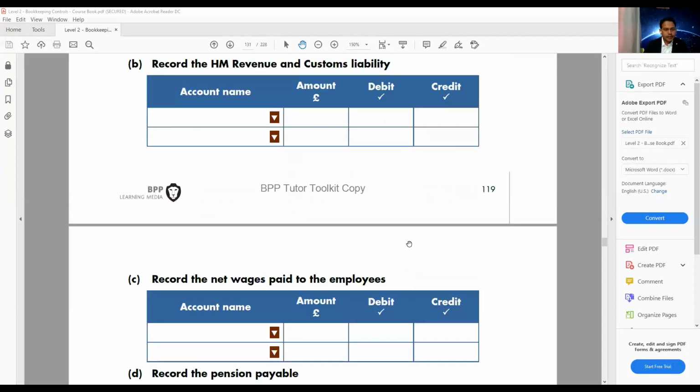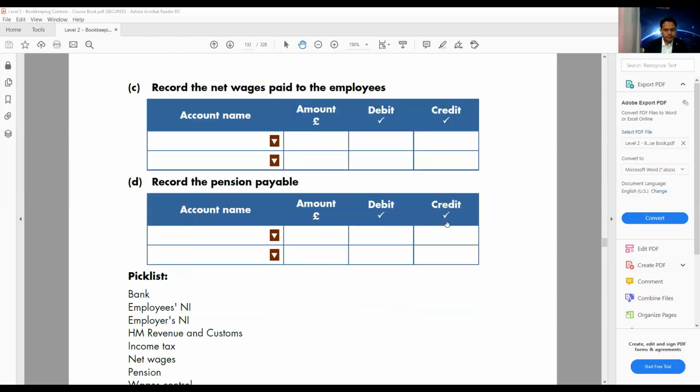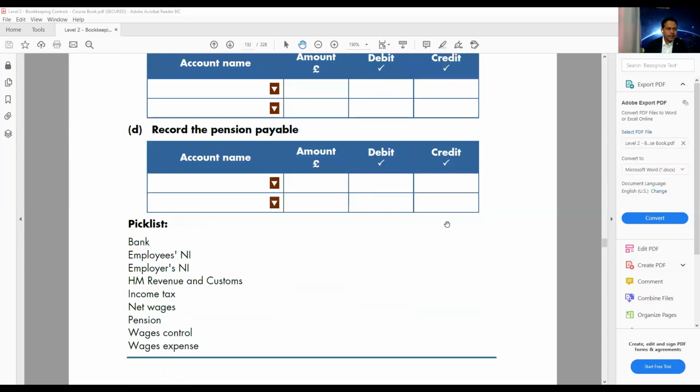The final one we have is for the pension. How much is the pension we have? We have only the employer's pension here. That is 245. So we're going to record here wages control debit 245, and pension credit 245. Yeah, I think that's it.